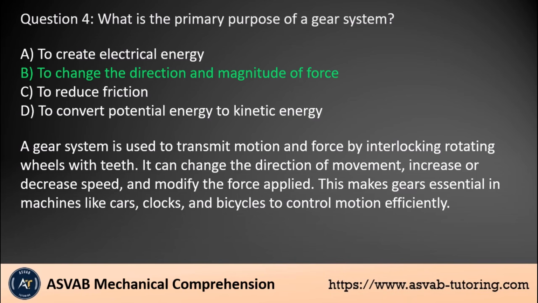Explanation: a gear system is used to transmit motion and force by interlocking rotating wheels with teeth. It can change the direction of movement, increase or decrease speed, and modify the force applied. This makes gears essential in machines like cars, clocks, and bicycles to control motion efficiently.